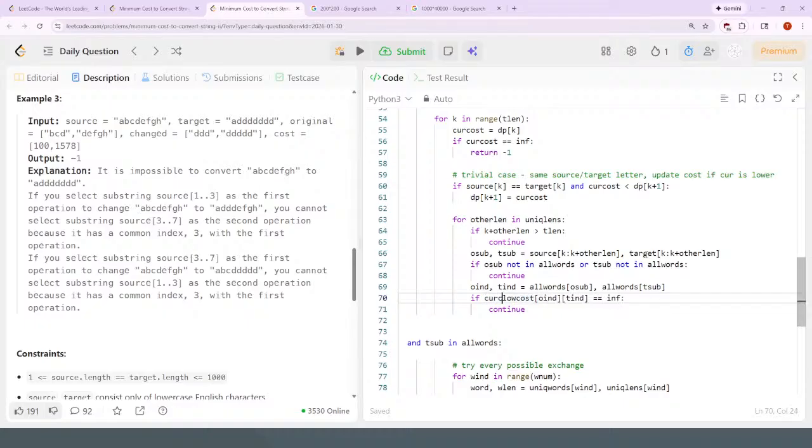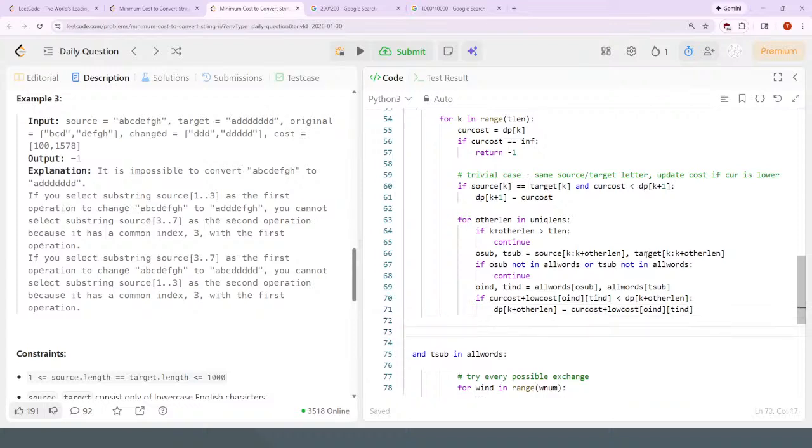Sure, maybe if current cost plus low cost from original index to target index is less than dp at k plus other length, then dp at k plus other length is equal to current cost plus low cost of original index to target index. And I think that's it.